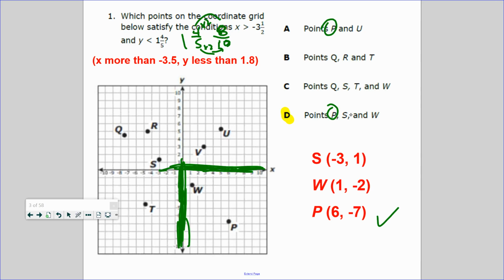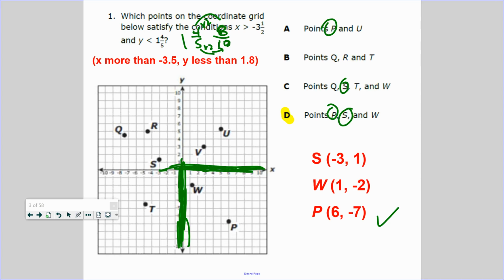Let's look at S. So S is right here. This is negative 3. Is that more than negative 3.5? Yes, it is. And Y is 1. Is 1 less than 1 and 4/5? Yes, it is. That's why S works.